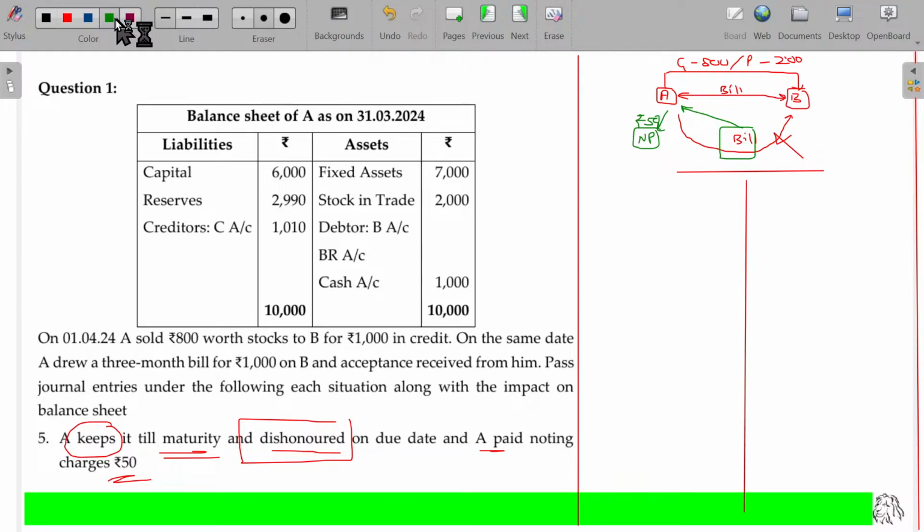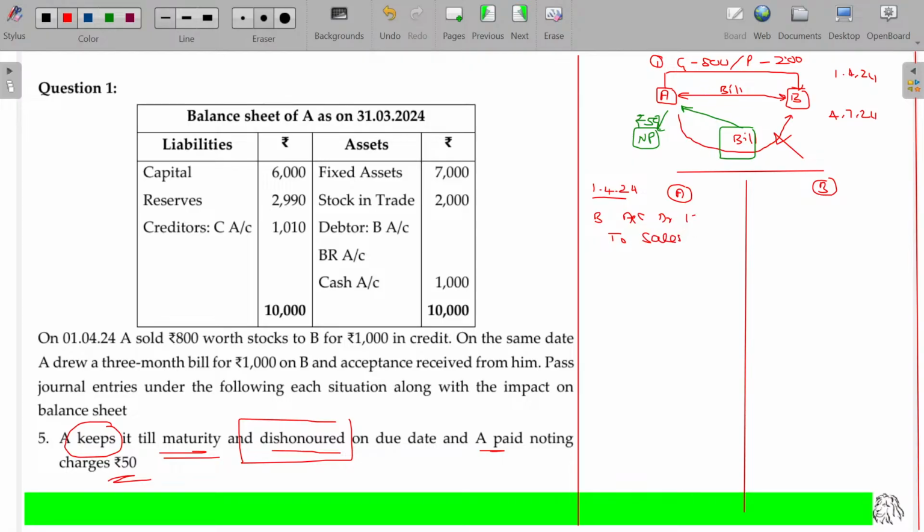Let's see. The entry may be quite easy. The first entry: the date being 1/4/24 and the maturity date being 4/7/24. On 1/4/24, the entry is the same in the books of A as well as in the books of B. It's only sales. So B account debit to sales.